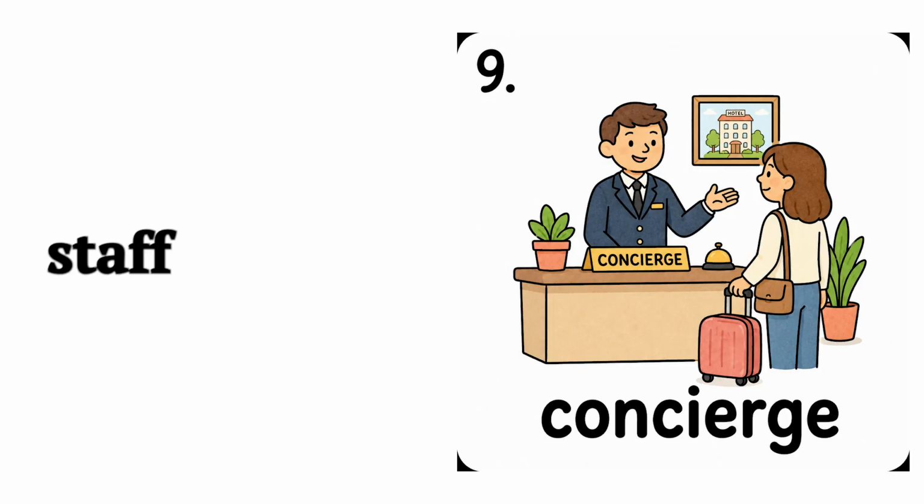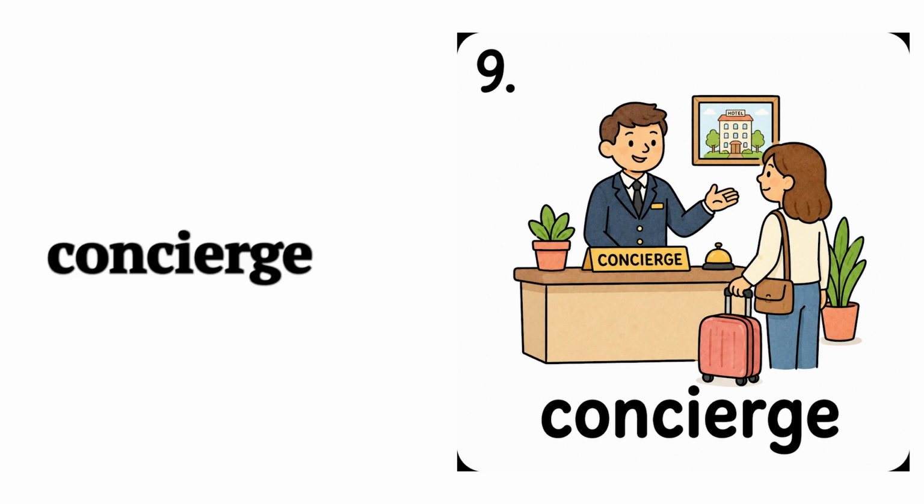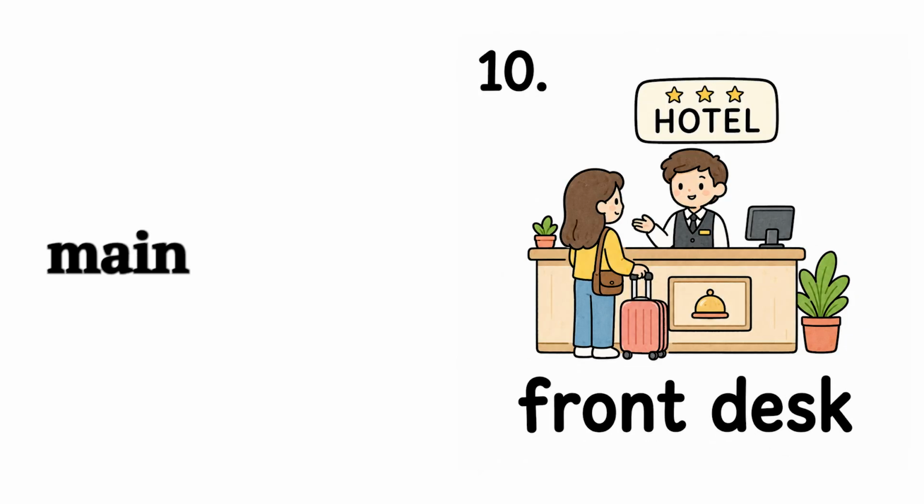Concierge, a hotel staff member who helps guests with bookings, transport, restaurants, and local information. Example, the concierge recommended a quiet restaurant nearby. Front desk, the main hotel desk where guests check in, ask questions, and solve problems. Example, please speak to the front desk about your key card.